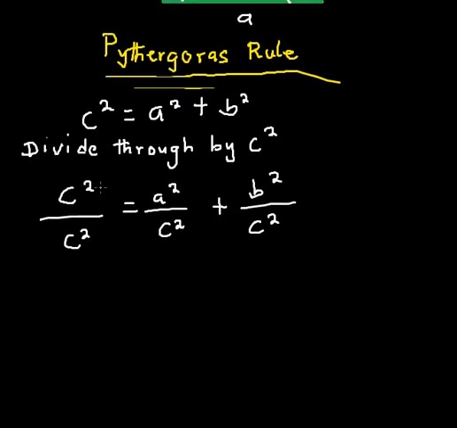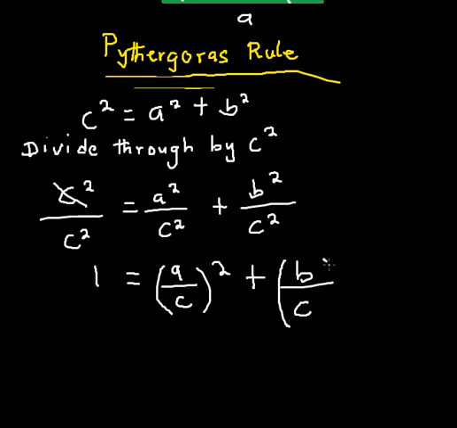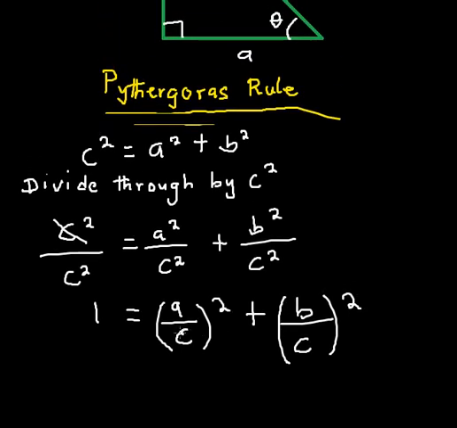You can see that c square cancels c square, and I'm left with 1. Then I have a square divided by c square, which is the same as a over c all squared, then plus b over c all squared. Now a over c is a ratio. A is adjacent, c is the hypotenuse. Adjacent over hypotenuse is cos, so that's going to be cos theta.